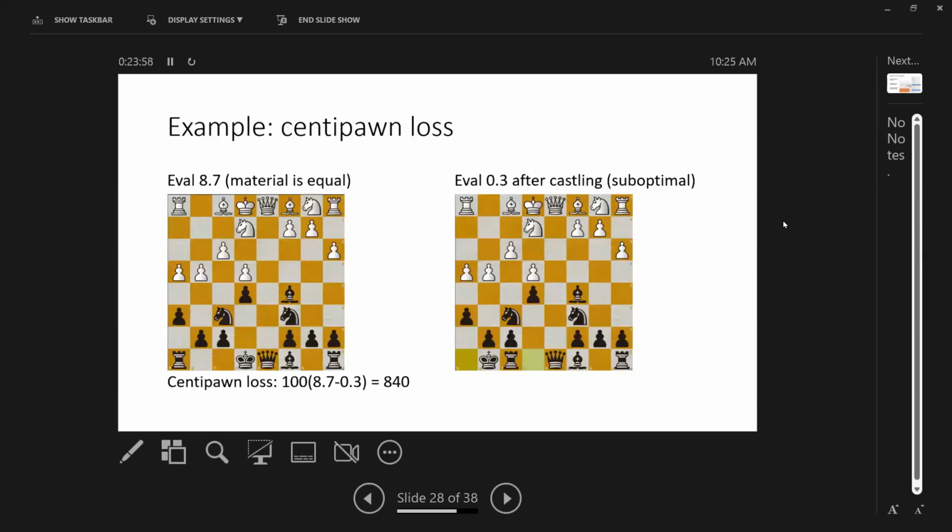Here's an example of how centipoint loss works, taken from one game. In the first position, the computer gives an evaluation of 8.7. That's huge. If you count all the pieces, black and white actually all have the same pieces. Any guesses for why the evaluation is so high in black's favor? Black to move, by the way. Two knights out and moving. Yes, development is also a factor.